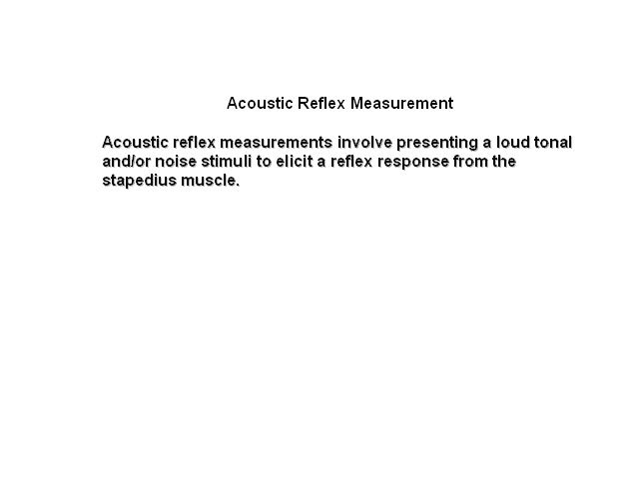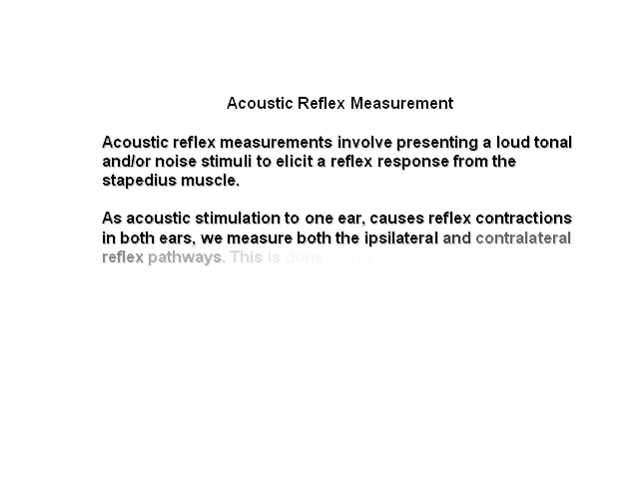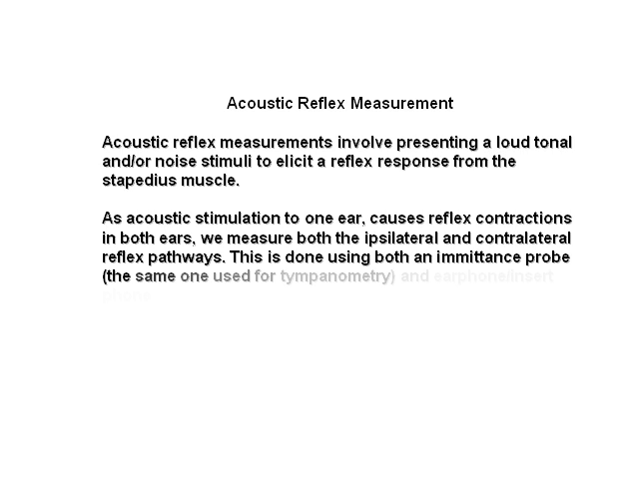Acoustic reflex measurements involve presenting a loud tonal sound to elicit a reflex response from the stapedius muscle. As acoustic stimulation to one ear causes reflex contractions in both ears, we measure both the ipsilateral and contralateral reflex pathways. This is done using both an emittance probe, which is the same one used for tympanometry, and an insert earphone.